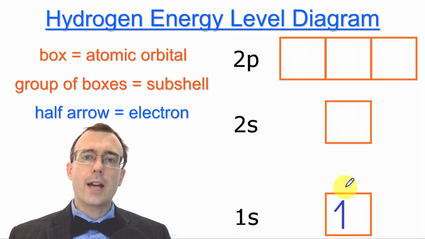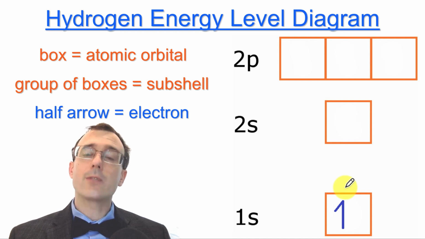And as we get to atoms with more and more electrons in them, all those electrons want to go down as far as possible. They're all going to want to get into the 1s. But of course, we can only put 2 electrons in each box.